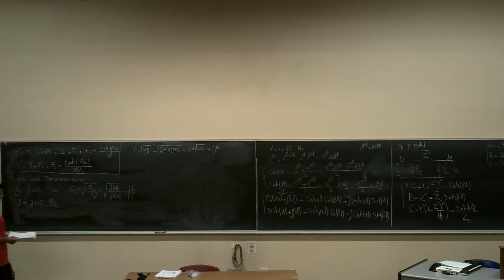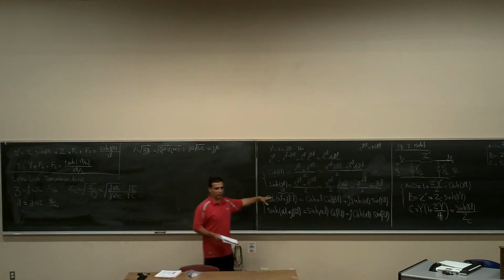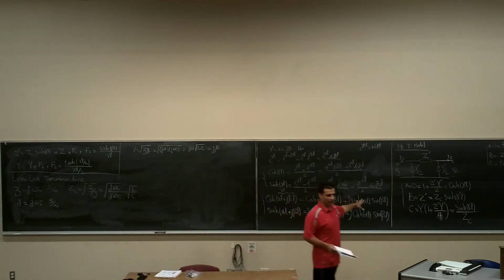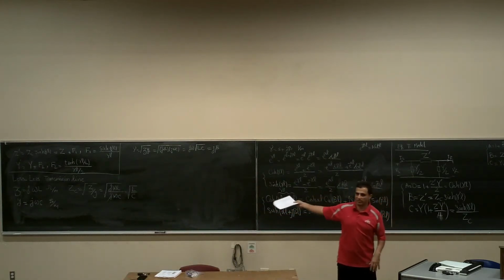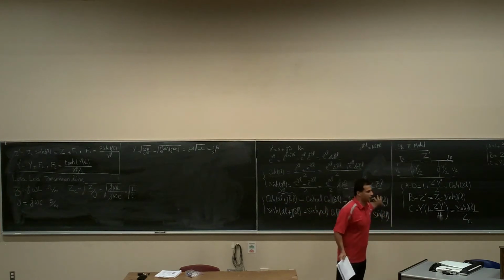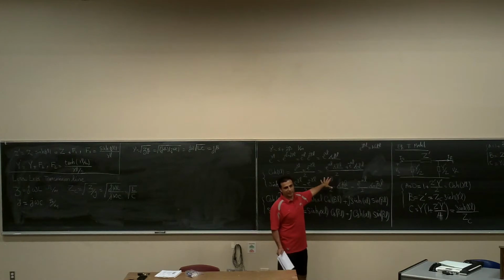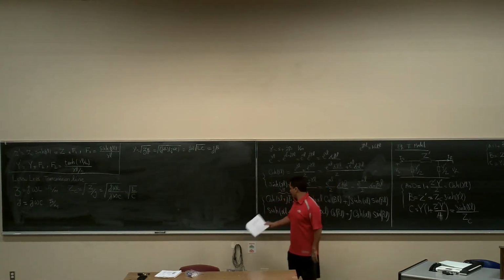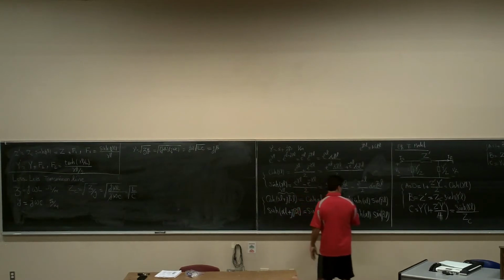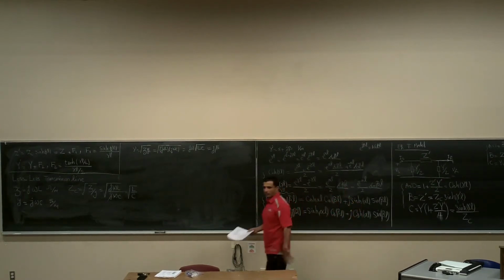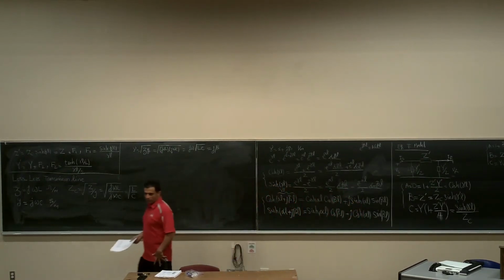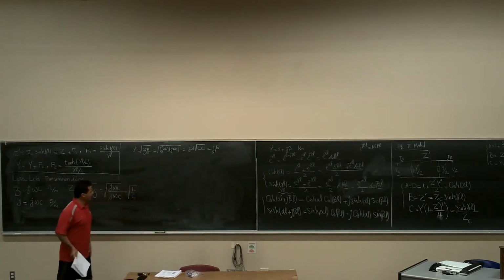Now, before getting there, knowing these things, let's calculate the ABCD for the lossless transmission line. Basically, the lossless transmission line is a special case of this one, with alpha L equal to 0, just for the calculation. And ZC is a real number, right? It's not a complex number anymore. Let's calculate the ABCD for a lossless transmission line.